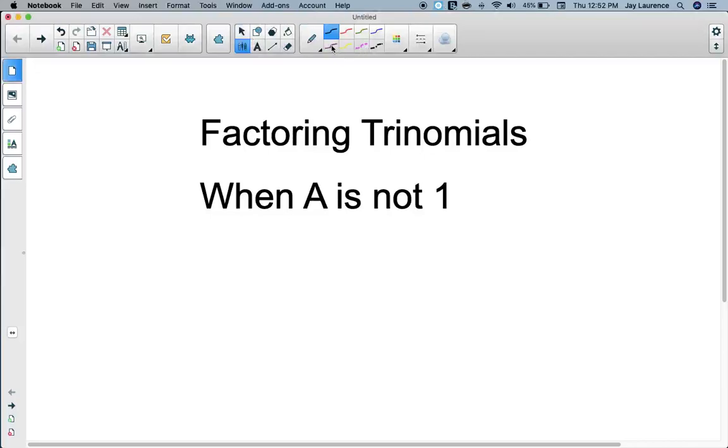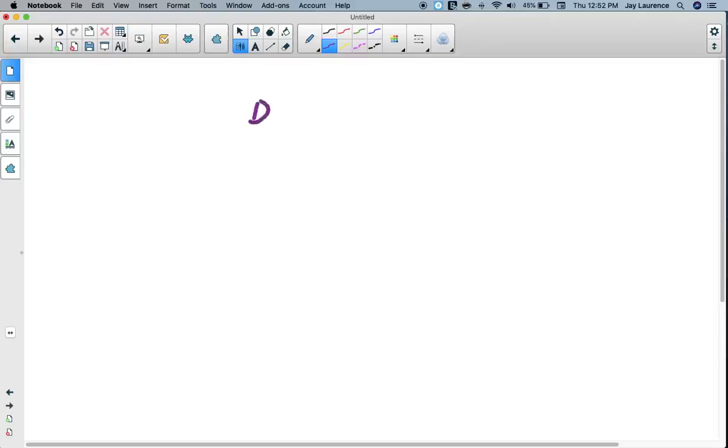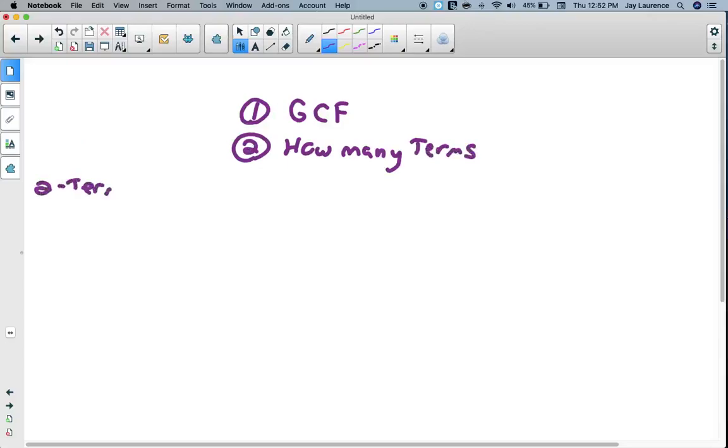Now remember, we've got our plan of attack, right? First, we look for the greatest common factor. Secondly, we ask ourselves how many terms. Some problems we might factor 2, 3, even 4 times, but how many terms? If there are 2 terms, then we try the difference of perfect squares, a perfect square minus a perfect square. If it fits, we factor it. If it doesn't, we're done.